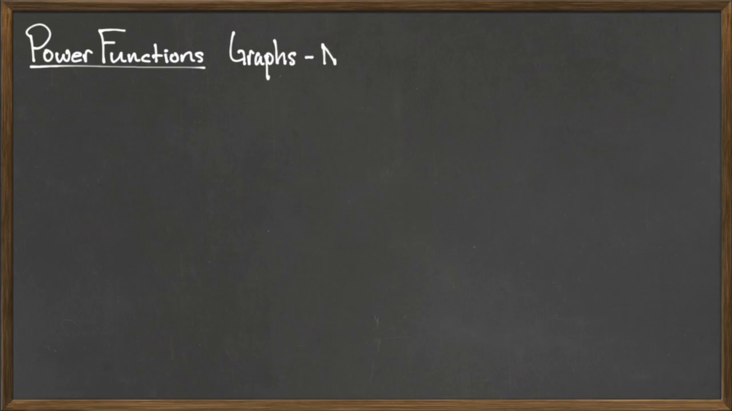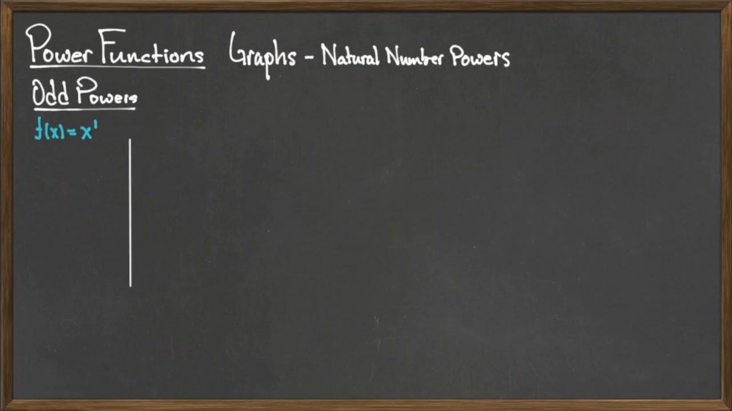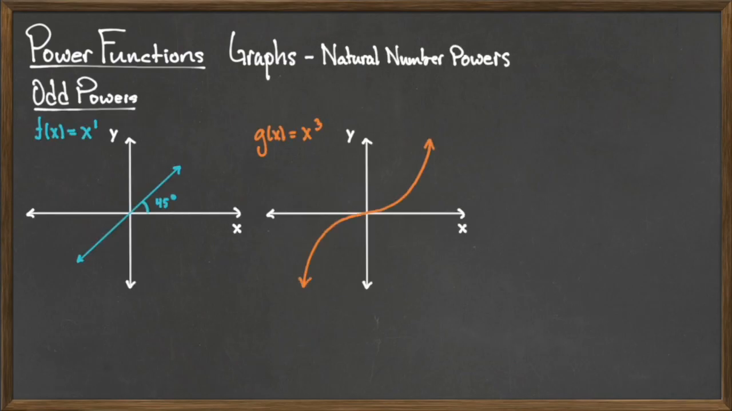Now we're going to talk about the graphs of some common power functions. Let's first consider power functions that have odd natural number exponents. The first are pretty easy. F of x equals x to the first is just going to be a linear function tilted at a 45-degree angle. G of x equals x cubed is going to have this S-shaped bend and pass through the origin.